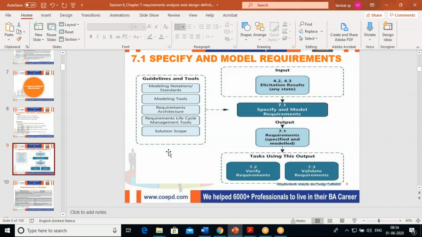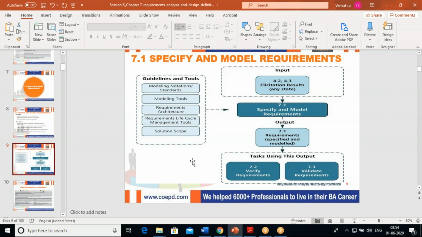And then we have to understand requirements lifecycle management tools, which we have already discussed, and those inputs we are going to consider here. And the solution scope. If you understand the solution scope from strategy analysis, we get the solution scope, what we are going to give them.